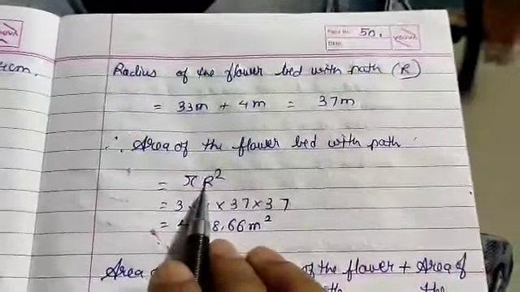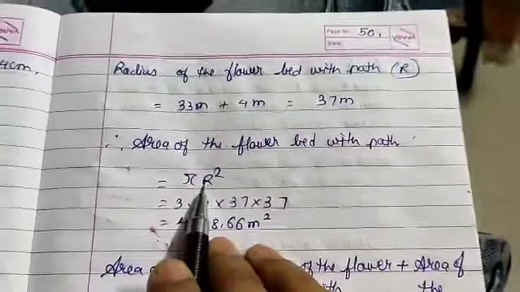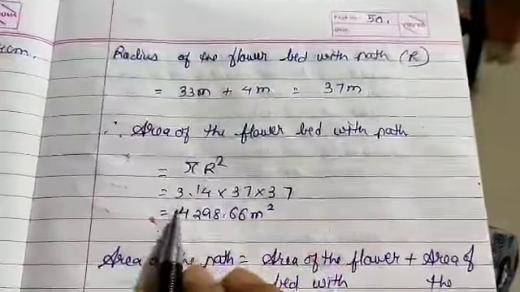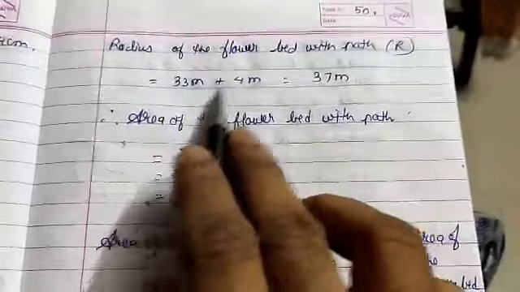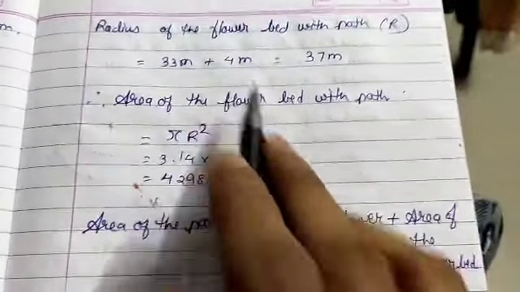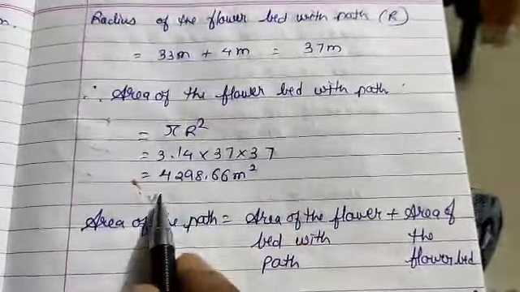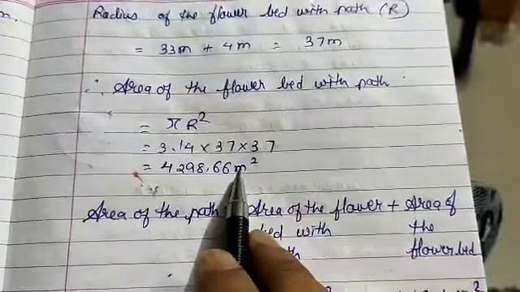See here. Now let us find the area of the flower bed with path. Here I have taken capital R for the radius of the outer circle, that is pi R square. Value of pi is 3.14. Now the radius becomes 37, that is 33 plus 4, the width of the path. So 37 into 37, you will get 4298.66 meter square.